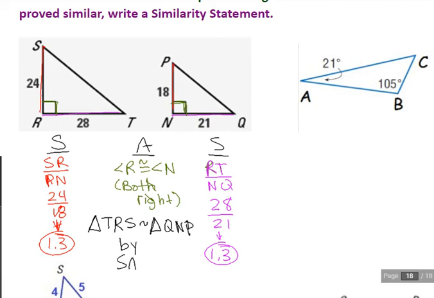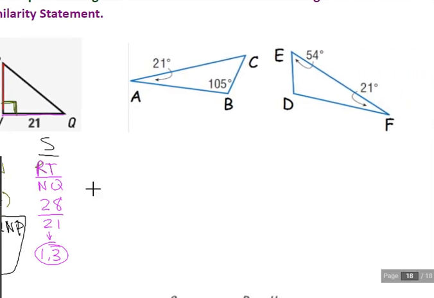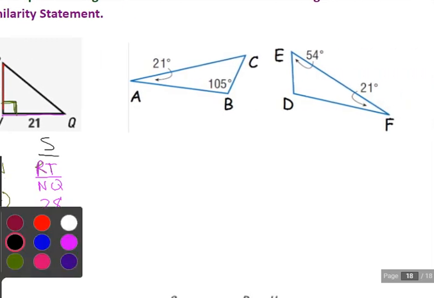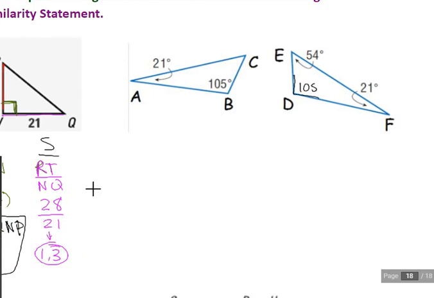All right, no side information, but we have a couple angles. We can tell visually that none of the angles line up, but we can use the triangle sum theorem to determine this last angle is 105 degrees. Okay, and that gives us some matching pairs, because I see 21 matches 21. Angle A is congruent to angle F, because 21 degrees is the same as 21 degrees.